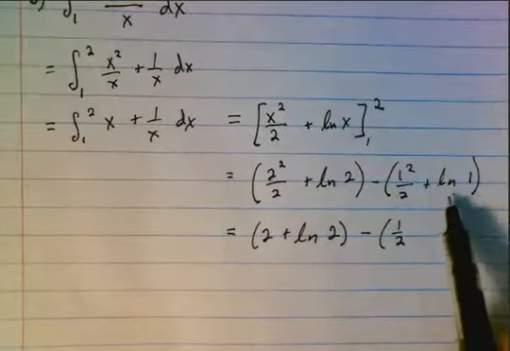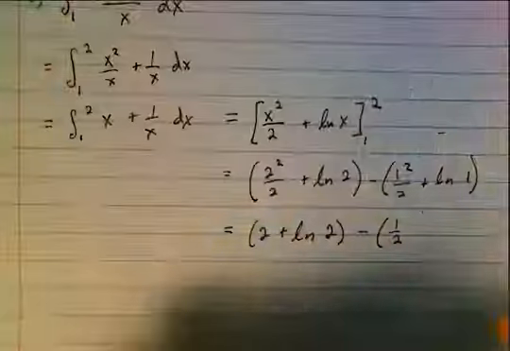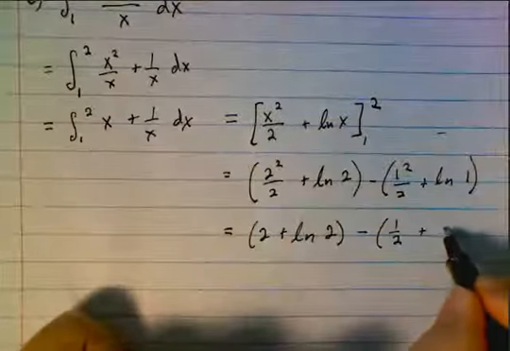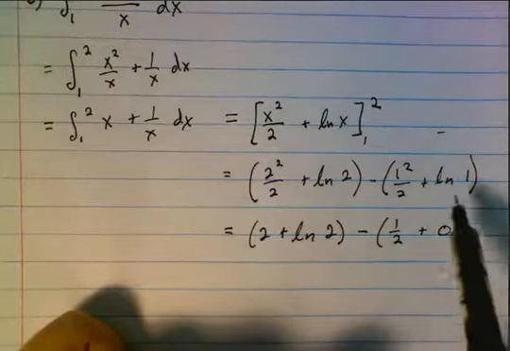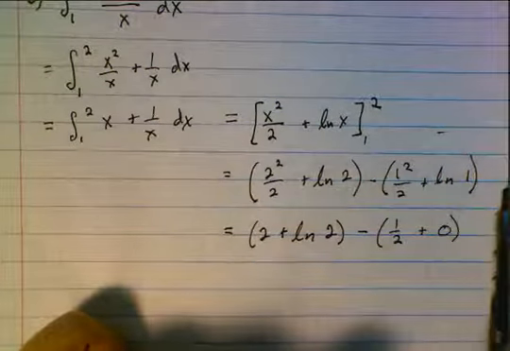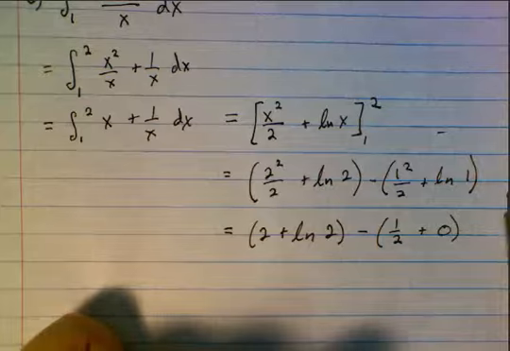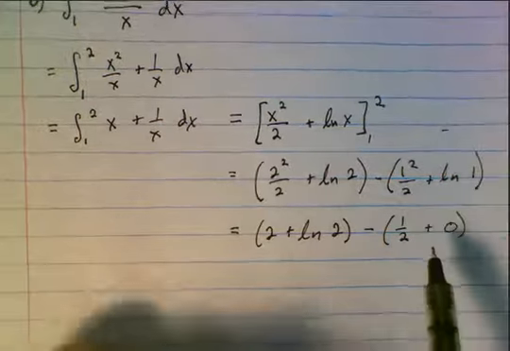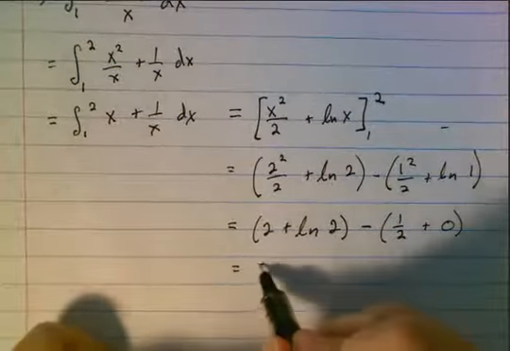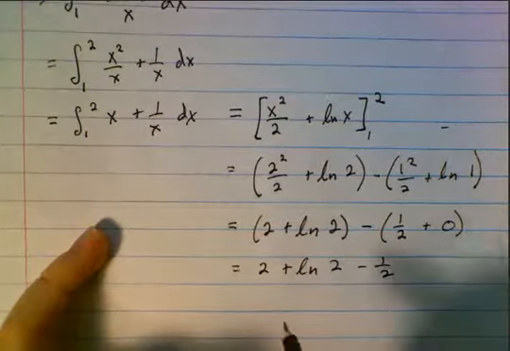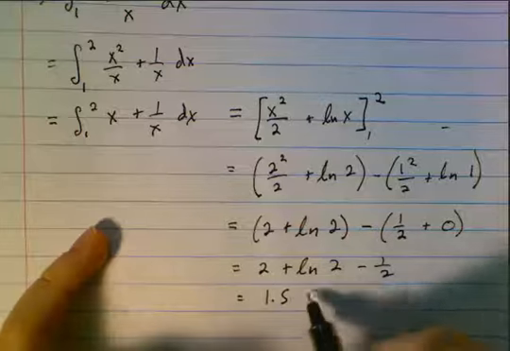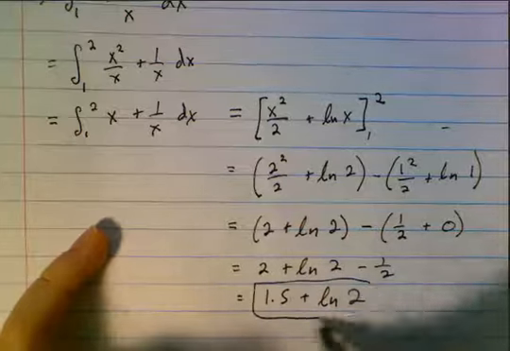Another thing you just gotta know, the natural log of 1 is 0. You can do it on your calculator and confirm. But this is one of those facts that ends up coming up a lot on the AP test. Basically what we're saying here is that e to the what power equals 1? Well, anything to the 0 power gives us 1, so the natural log of 1 is 0. So we have 2 plus natural log of 2 minus 1/2 minus 0, 1.5 plus the natural log of 2.